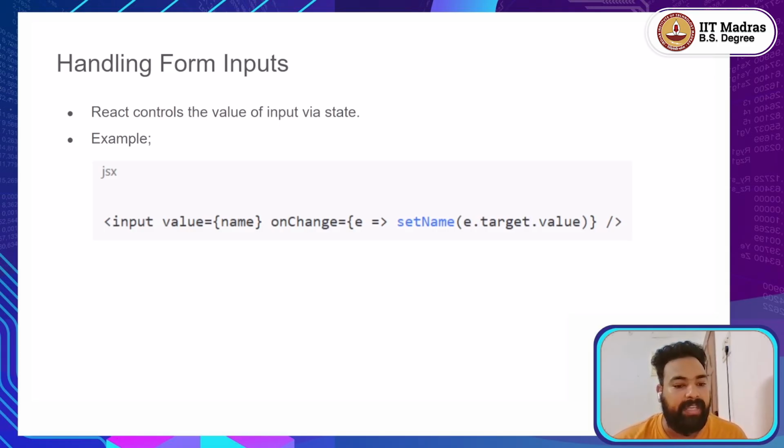Here's what it looks like in the code. Every time the user types into this input, the onChange event fires and React updates the state with the latest value. The value attribute of the input is tied to the state variable, which means the displayed value is always synchronized with React's internal state. This is called two-way binding. The state controls the UI and the UI updates the state. It is a very clean and predictable model for managing form data in React.